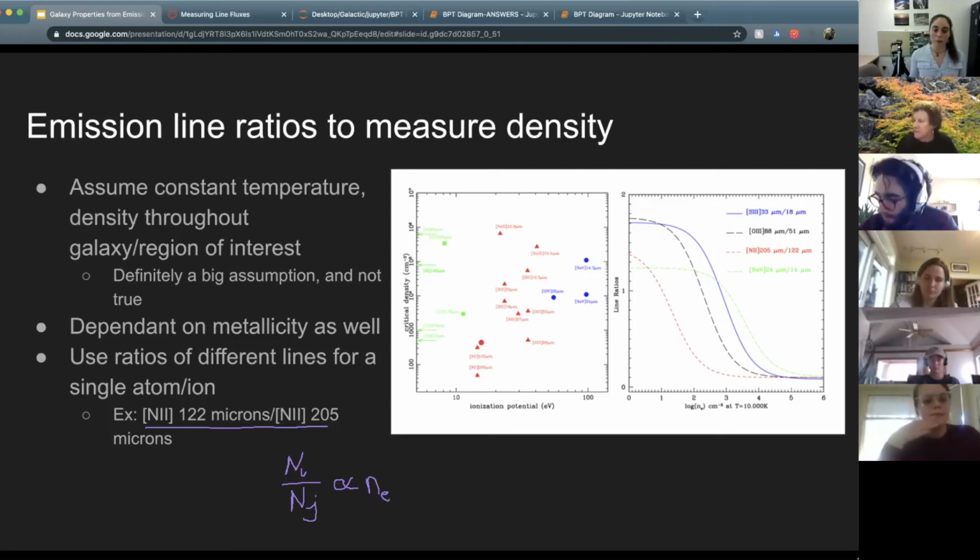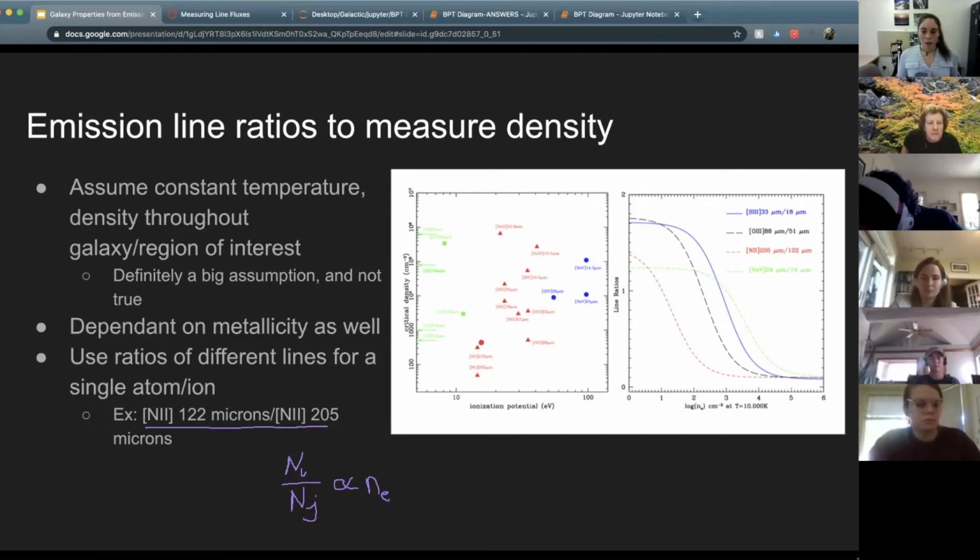So depending on what phase you want to look at and depending on what you think the density conditions are going to be, you might use different ratios of emission lines to get at your density. So that's the first thing we can trace using emission lines, which is density, which also gives us an idea of pressure. Does anyone have any questions about that?